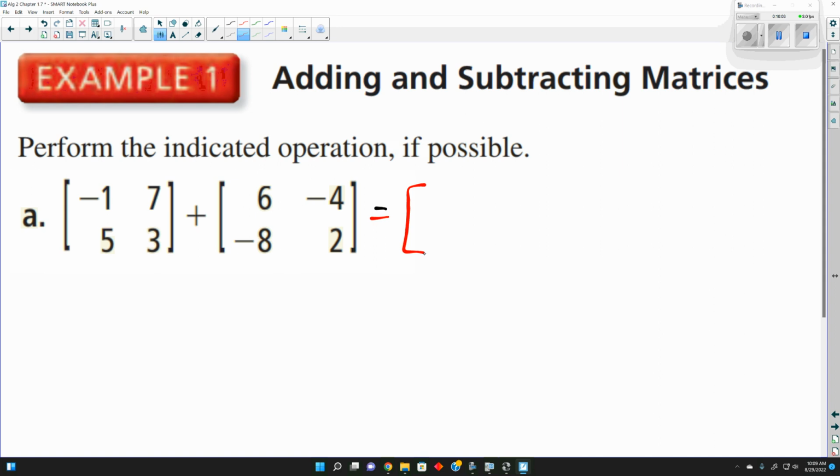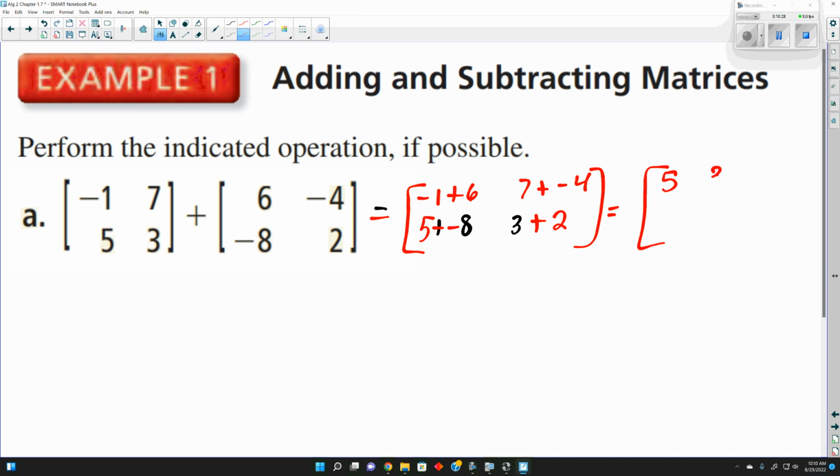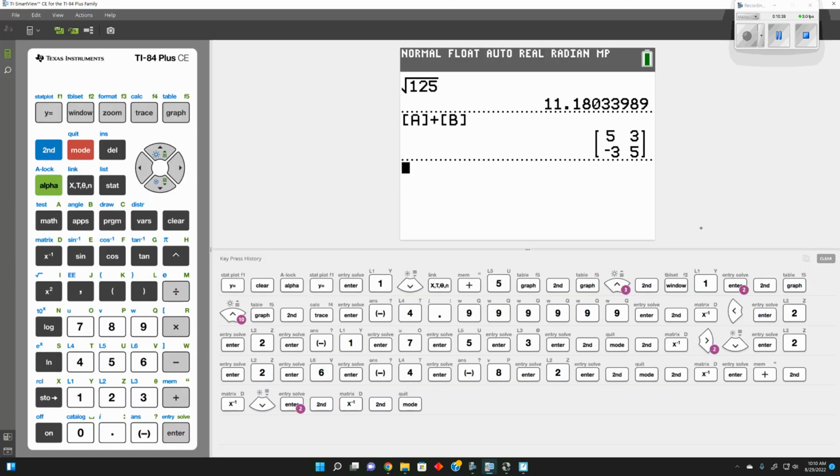Because if we did this by hand, there'd just be -1 plus 6, 7 plus -4. It would actually answer the problem, because if we did this by hand, negative 1 plus 6 is 5. 7 plus negative 4 is 3. 5 plus negative 8 is negative 3. And 3 plus 2 is 5. And the calculator told us that it's 5, 3, negative 3, 5.